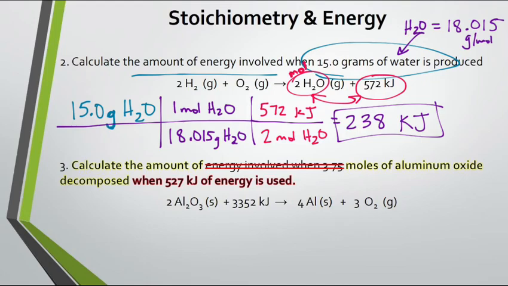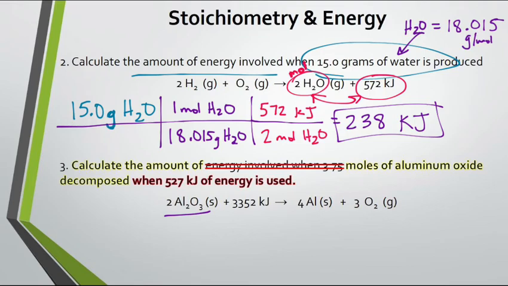So we're going to change this problem here. And like I have already done, I want you to cross out the words energy, involved, when, all the way through that 3.75 number. I don't want those there anymore. And then we're going to add this: when 527 kilojoules of energy is used. So that turns this into a problem where it's asking us to calculate how many moles of aluminum oxide, that is, aluminum and oxygen, can be decomposed when a certain amount of energy is used.